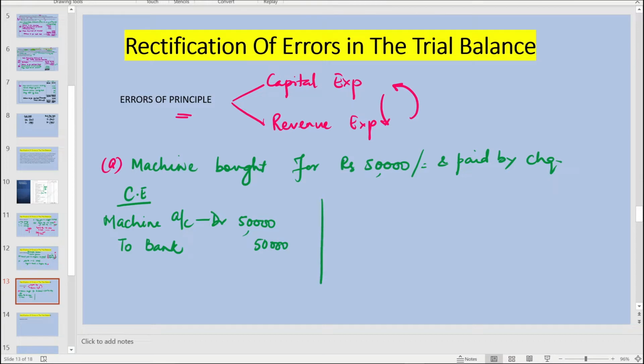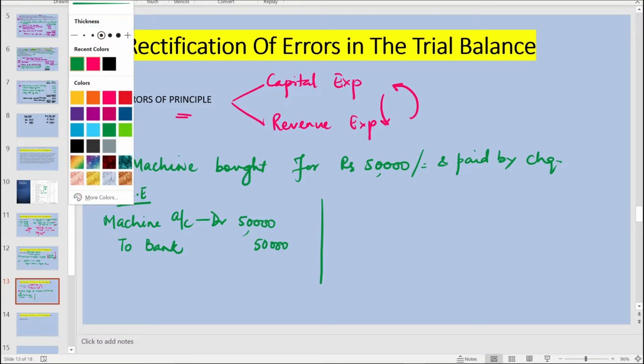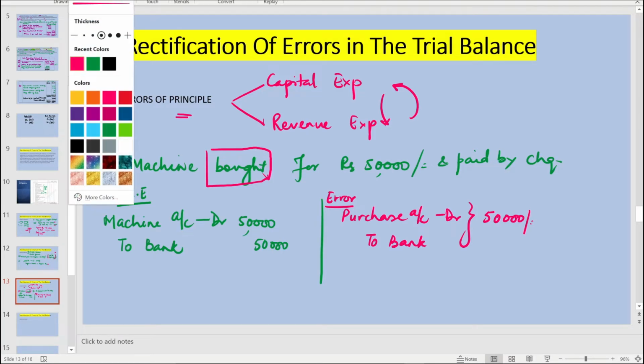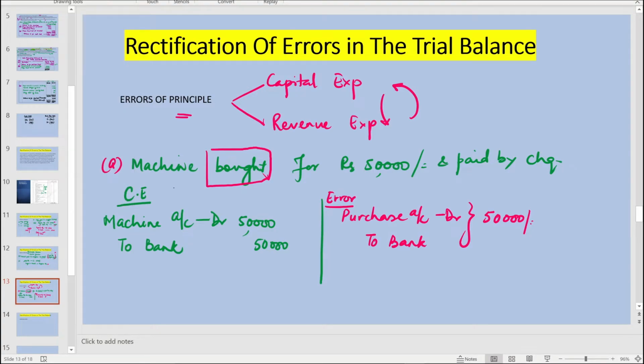But the error the accountant could have made is this. The machine which we bought, he could have taken as a purchase. So here the error could have been purchases account debit to bank, with what amount? 50,000. Now what will happen? Machine is a debit. Machine is what kind of balance? Machine has a debit balance, right?